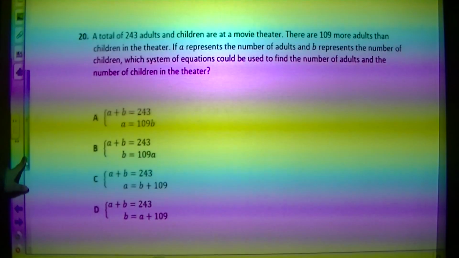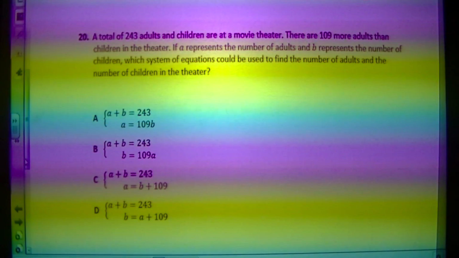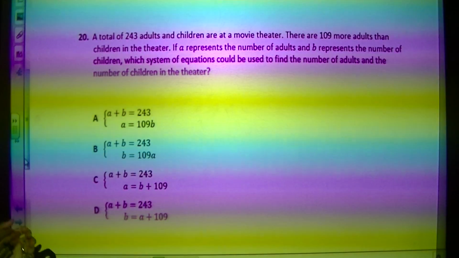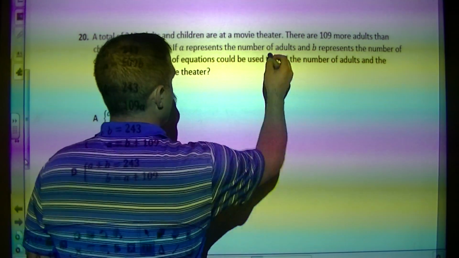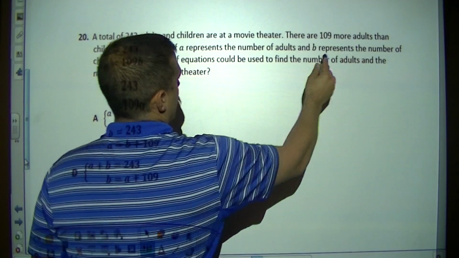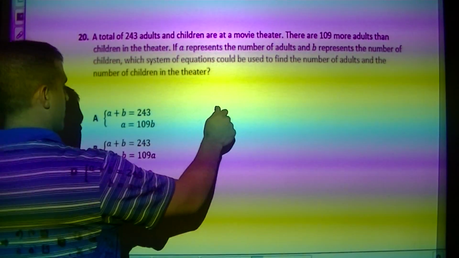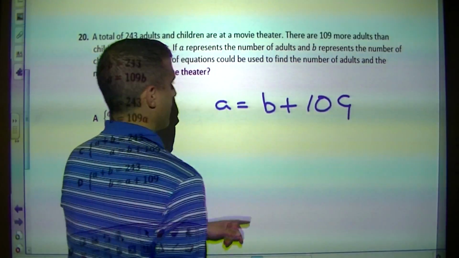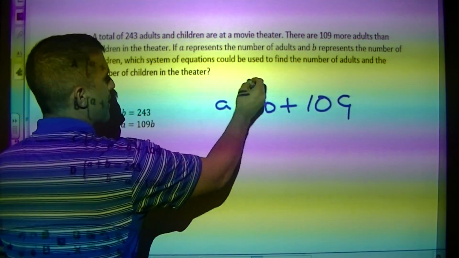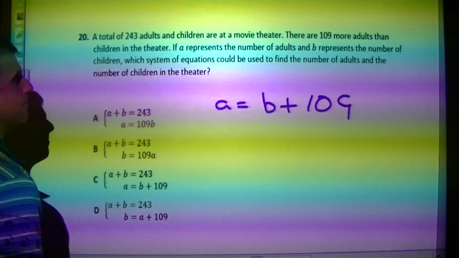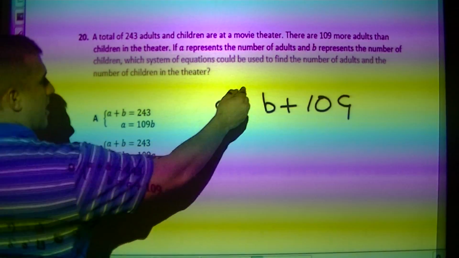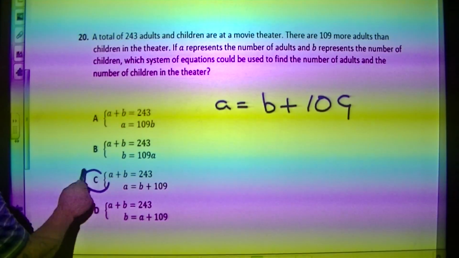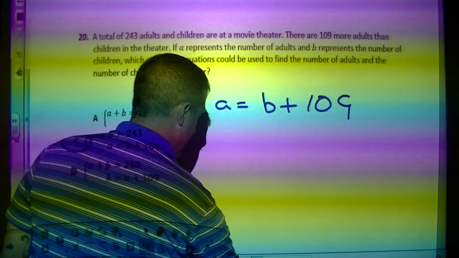And number 20, okay, a total of 243 children are in a movie theater. There are 100 more adults than there are children. If A represents the adults, okay, so if A is the adults, there's 100 more adults than there are children, okay? So if you take that, children, there's 100 or more. So if there's like five children, there would be 114. So if you find that one that matches up, all right, this is the only one that makes sense, okay? And the total number would be there, all right?